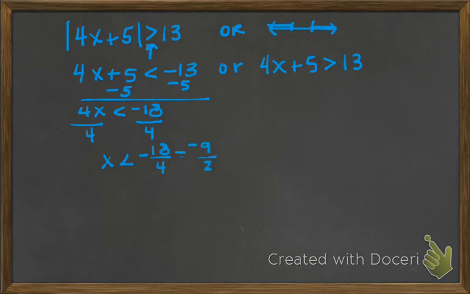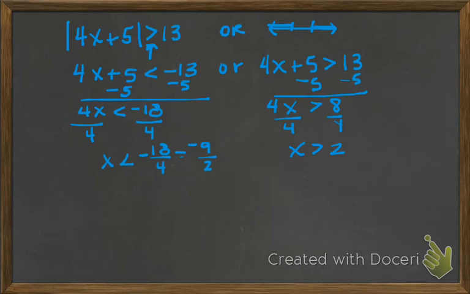In our second case, we want to undo the positive 5, which we're going to do by subtracting 5 from both sides, and we get 4x is greater than 8. Dividing both sides by 4, x is greater than 2.